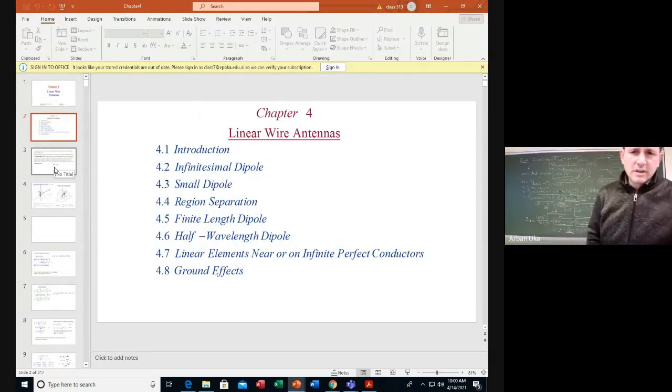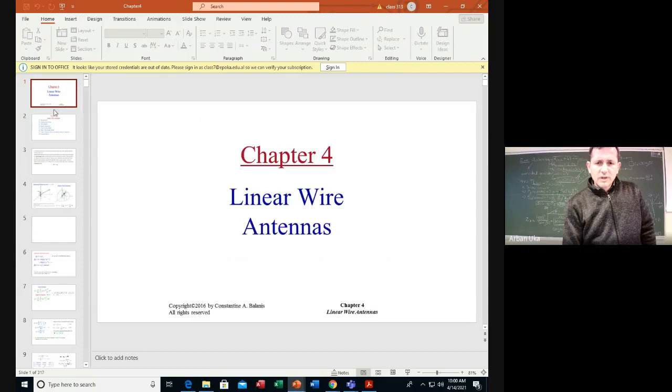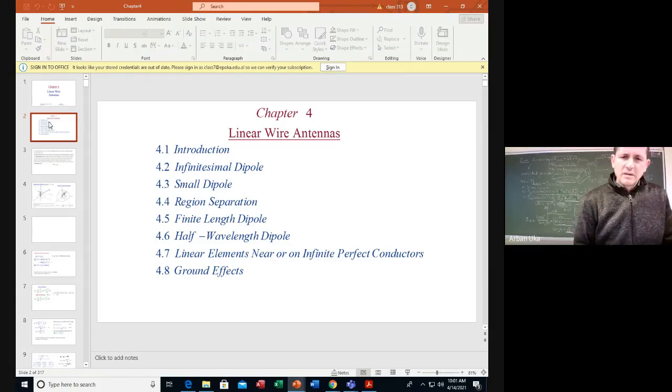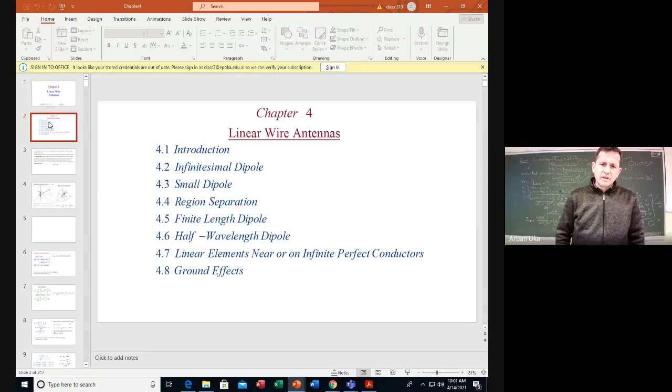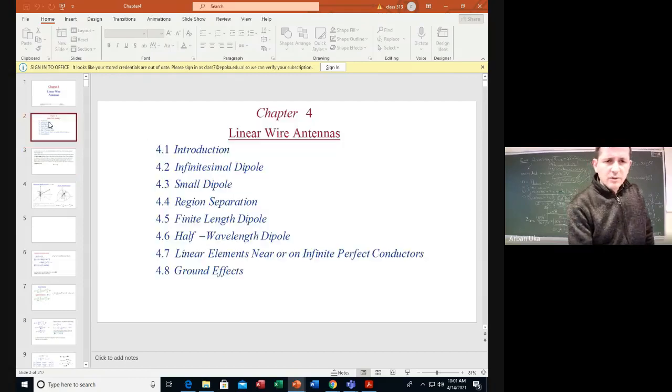So now, as you said, chapter 3 was relatively short. Now we want to pass to chapter 4, where we are going to discuss linear wire antennas as a first type of antenna to go over. We'll see that the first type of antenna that we're going to analyze is an infinitesimal dipole.